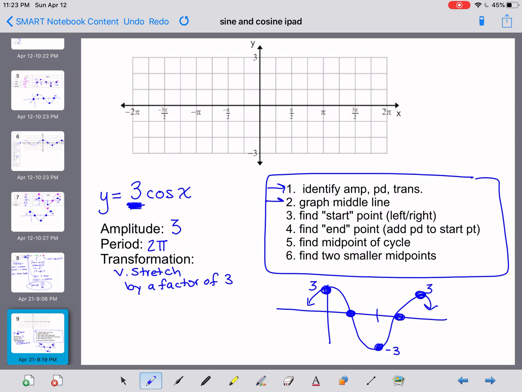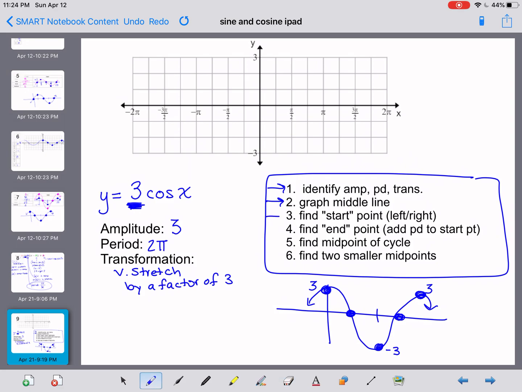Okay, number 2, graph the middle line. So the middle line is for us the x-axis, right? That's the middle line right now. You don't have to graph this. Some people find it helpful. I typically only graph that middle line if it's not the x-axis. So if there was a vertical shift up or a vertical shift down, then that middle line is going to change. So I typically won't graph that middle line unless there's a vertical shift up or down. So I'm going to actually erase that.